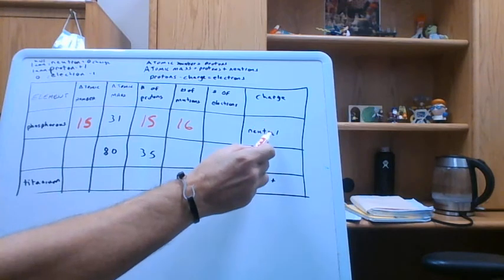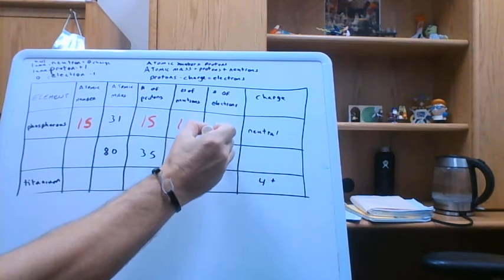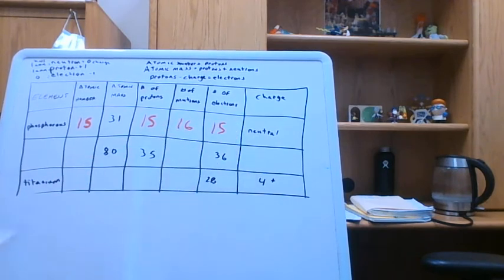This is a neutral atom, so that means the number of protons equals the number of electrons. So there has to be 15 electrons in this case. So that's how we'd fill in that row.